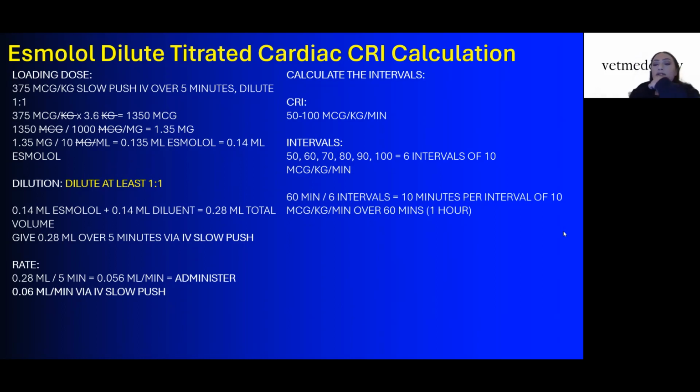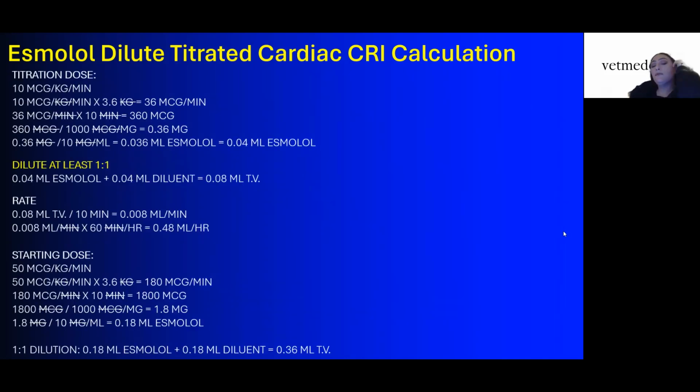To calculate the intervals for the CRI, it is going to be between 50 and 100 mics per kg per minute, and we're including all of these dosing ranges in the same syringe. So the intervals are 50, 60, 70, 80, 90, and 100 mics per kg per minute. So that's 6 intervals that are separated by 10 mics per kg per minute. So 60 minutes divided by 6 intervals equals 10 minutes per interval of 10 mics per kg per minute over 60 minutes, which is 1 hour.